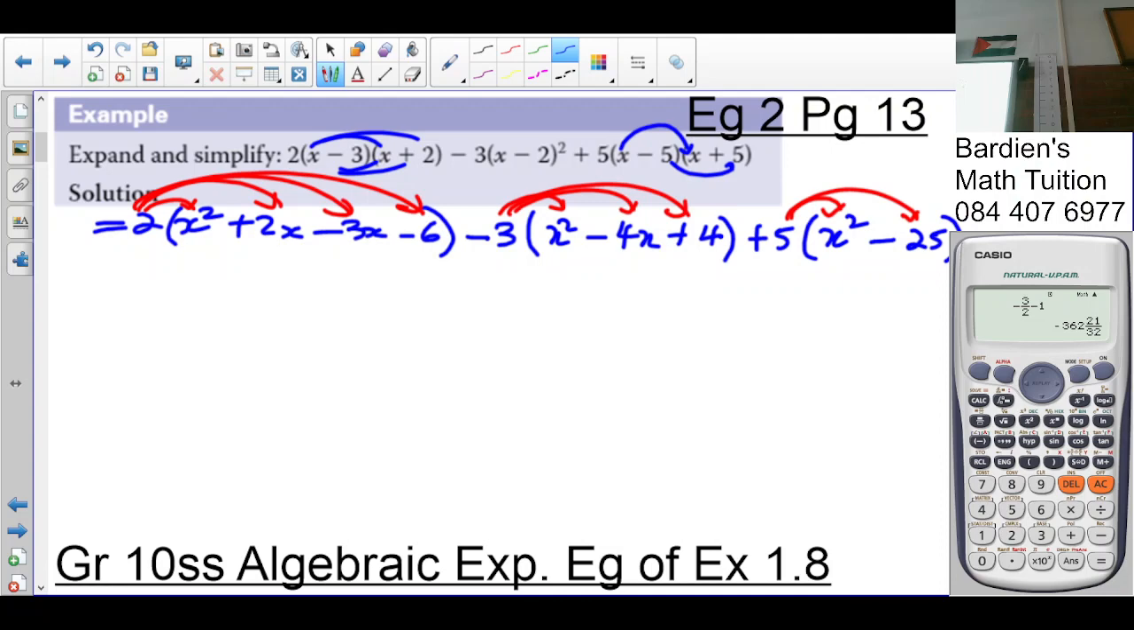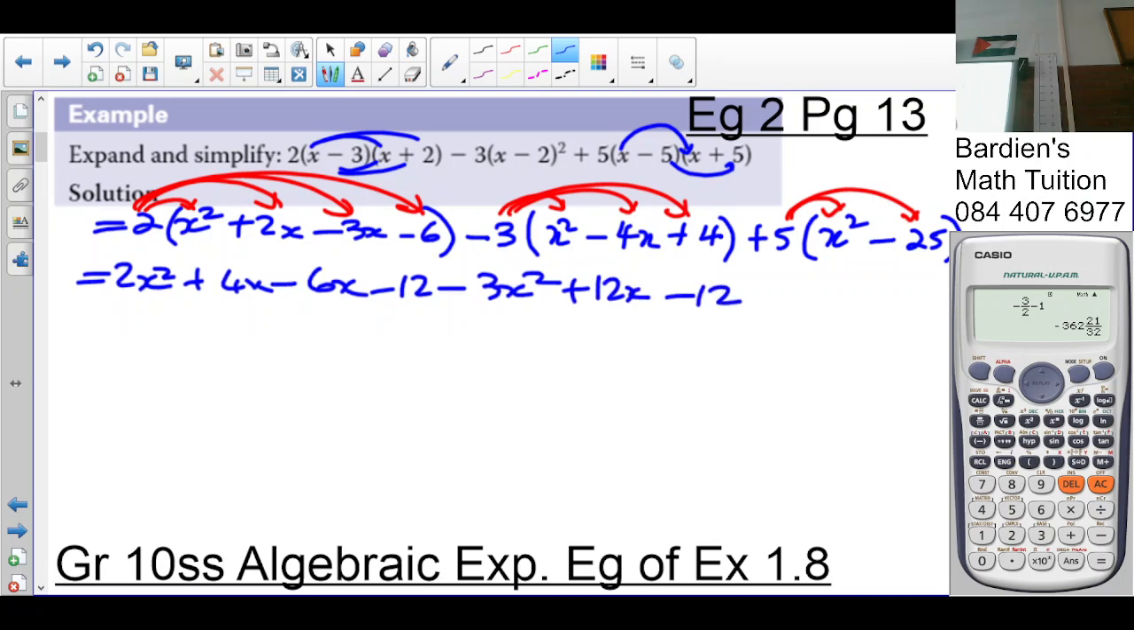Okay? So what's 2 times x squared? 2x squared. 2 times 2x? 4x. 2 times negative 3x? 2 times negative 6? Minus 3 times x squared? Negative 3 times negative 4x? Negative 3 times positive 4? 5 times x squared? 5 times negative 25? Okay. So what do we do now?